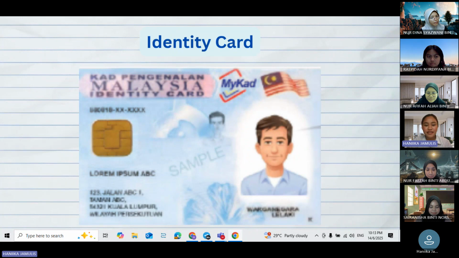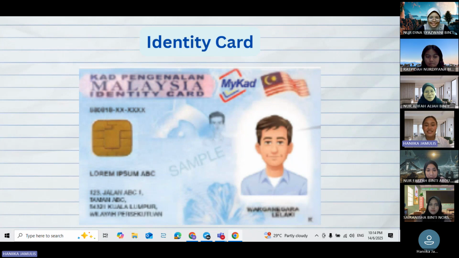Okay. Does anyone know what is this? Yes, Isha, that is correct. And when you look at your identity card, what kind of information do you usually see on the identity card? We have to see the name. Name, okay? What else? IC number. Okay, good. IC number. Address, teacher. Good, Tina.